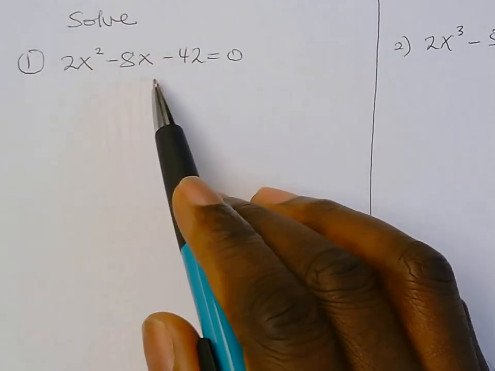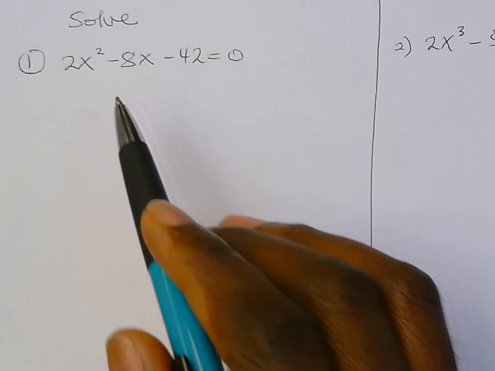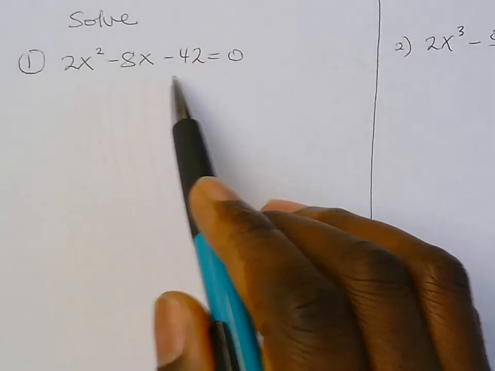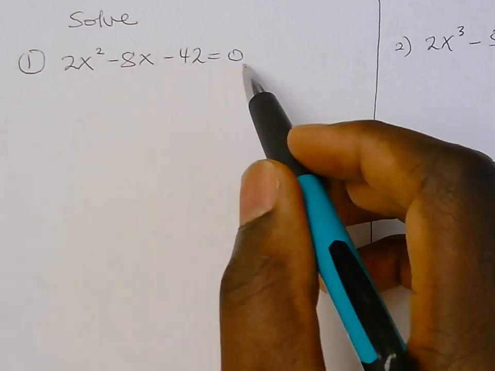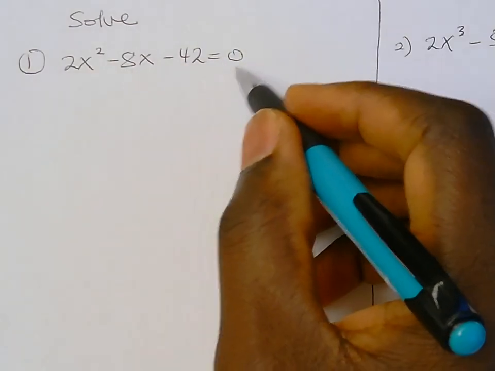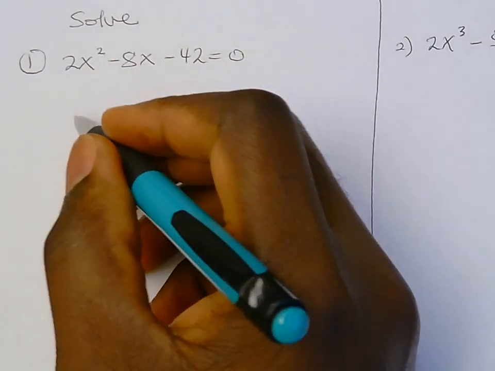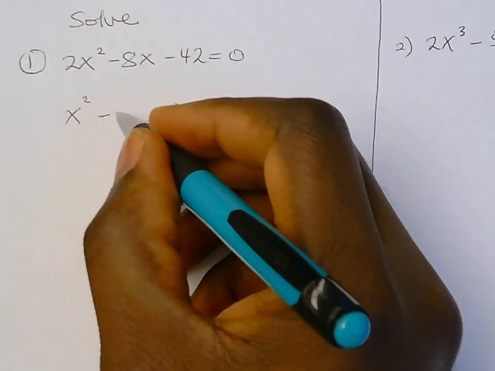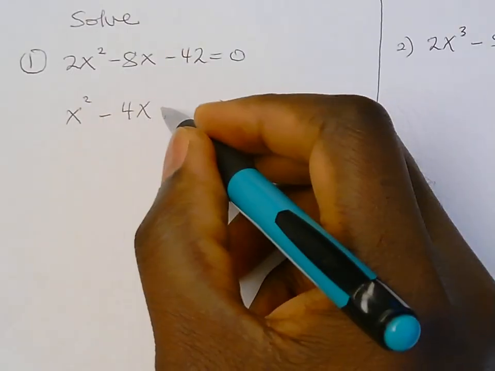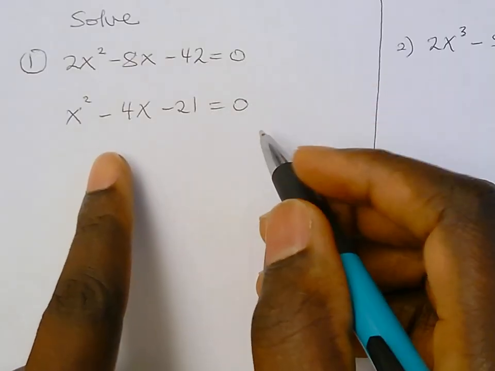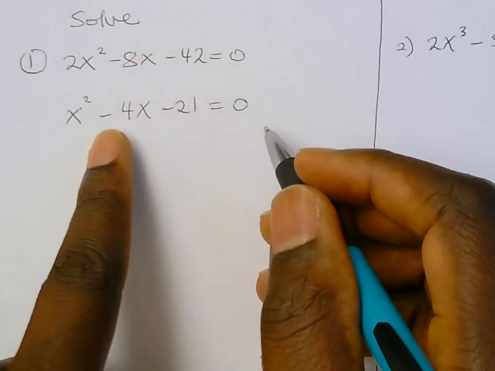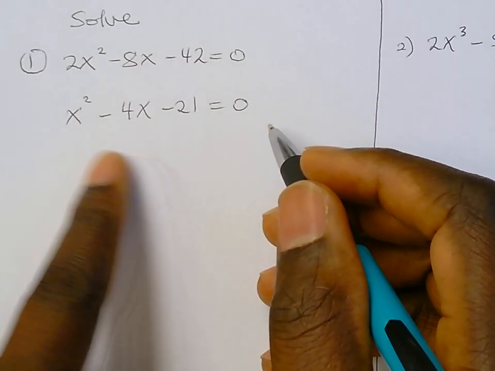Looking at this problem, what we want to do first is to divide by a GCF of 2. If I divide all the terms here by 2, including the 0 on the right, we end up with x squared minus 4x minus 21 equal to 0. I divided by 2 because it makes it easier, now I have smaller numbers to work with.